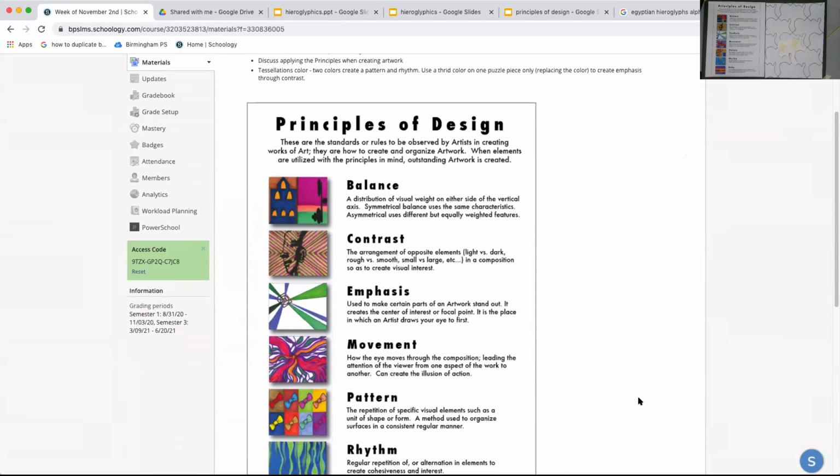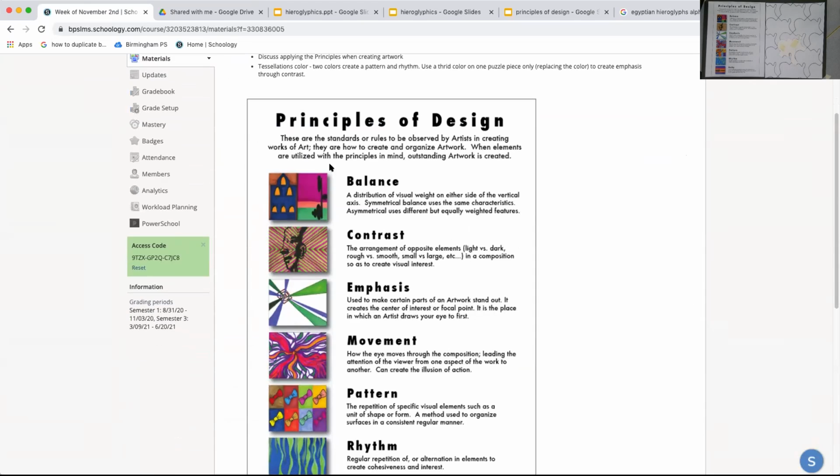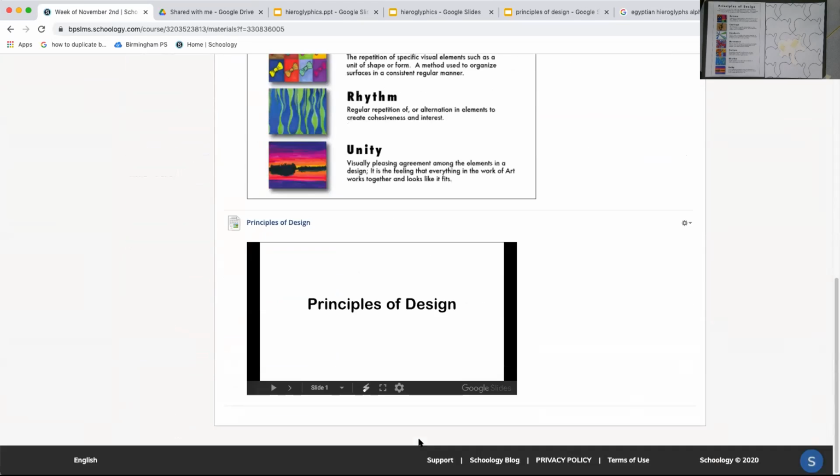Next, there is a summary of the principles of design, and this is what they are. This is not how they're applied. And lastly, I put in a slideshow for the principles of design. The slideshow is the part that we're going to go through right now.